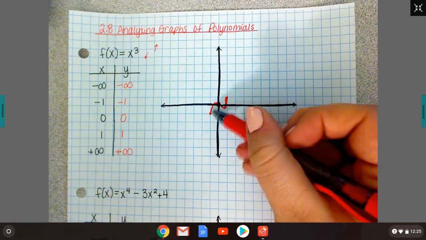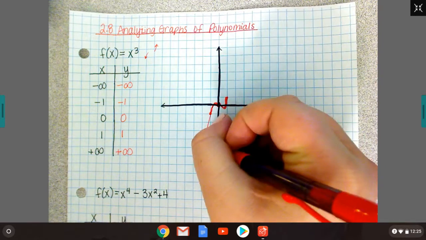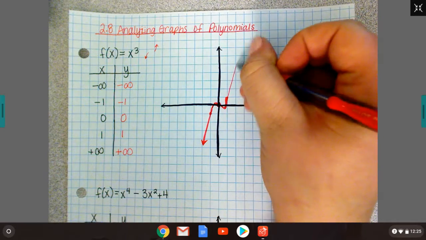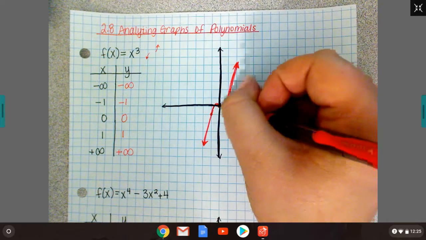And then I can finish my graph because I know that to the left it's going to keep going down. So I can just keep going down for that and give it kind of the direction it was. And then again, keep heading up on that one.